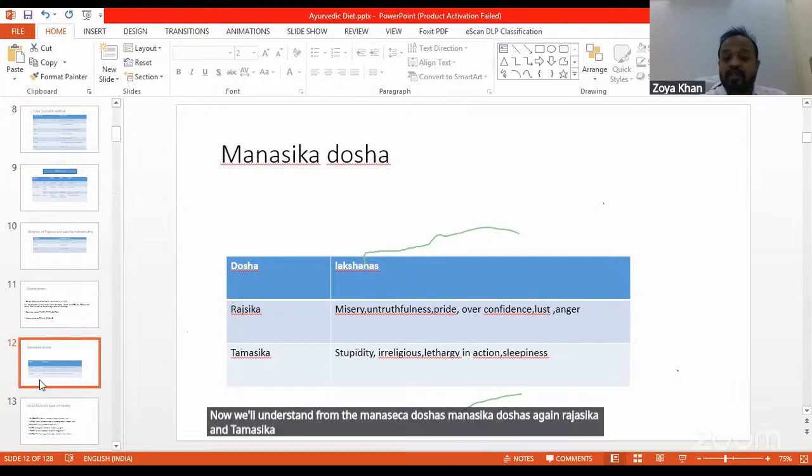Rajasika lakshana, that is symptoms, are misery, untruthfulness, pride, overconfidence, lust, anger. All these signs fall under Rajasika doshas. Tamasika doshas are stupidity, irreligiousness, lethargy in action, sleepiness. All this comes under the Tamasika doshas.